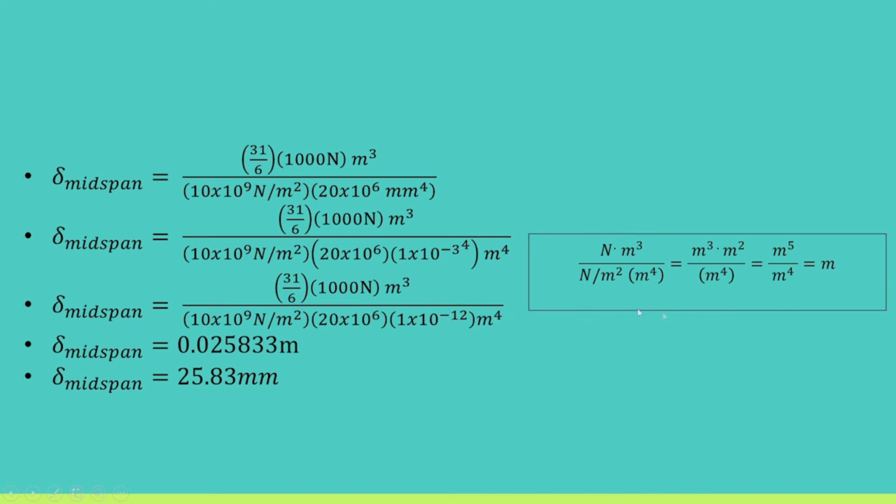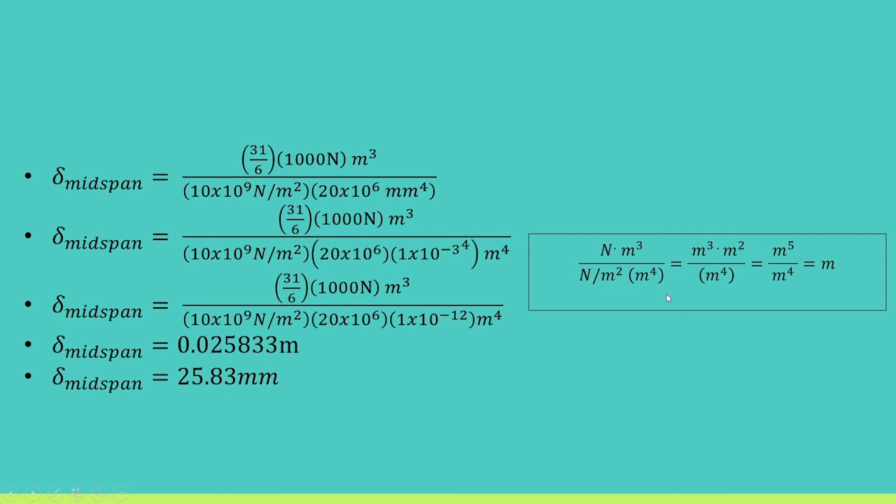To understand more what happens to the unit, let's refer to the box solution. The first term here is Newton times cubic meter all over Newton per square meter times meter raised to the fourth. Then to simplify, cancel both the newtons and reciprocate the square meter to cancel out the unit in the denominator.